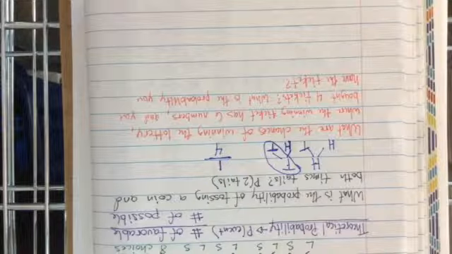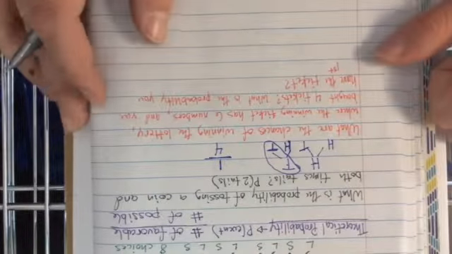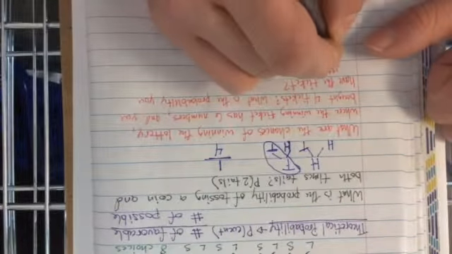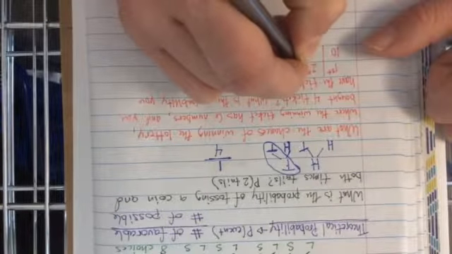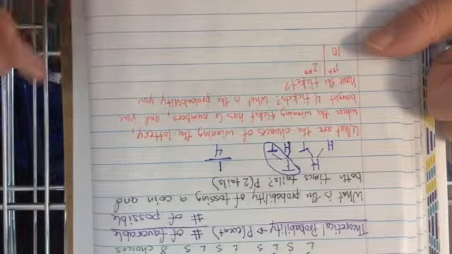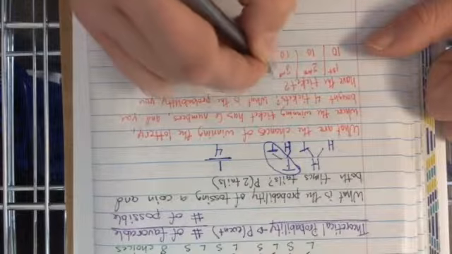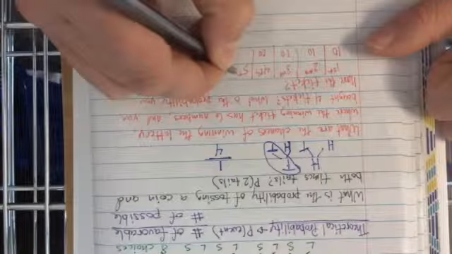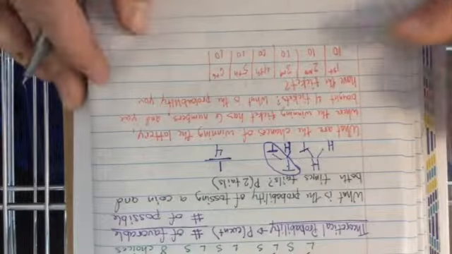So thinking about this, how many options are there going to be for the first digit? The numbers can be 0 to 9. So we have 10 options for the first. For the second, still 0 through 9, we have 10. For the third, we'll have 10. Fourth, we'll have 10. Fifth, we'll have 10. And sixth, we'll have 10.